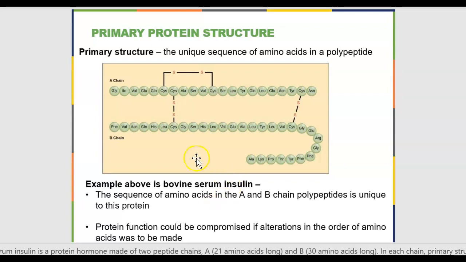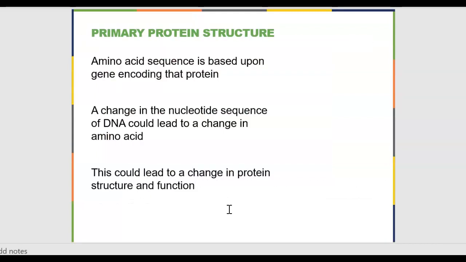And if there's some little alteration that occurs anywhere along the way, like a mistake is made and the wrong amino acid is put in, it can totally change the ability of that protein to do its job. And we'll see this a little bit later. So the primary structure has to do with the amino acid sequence.